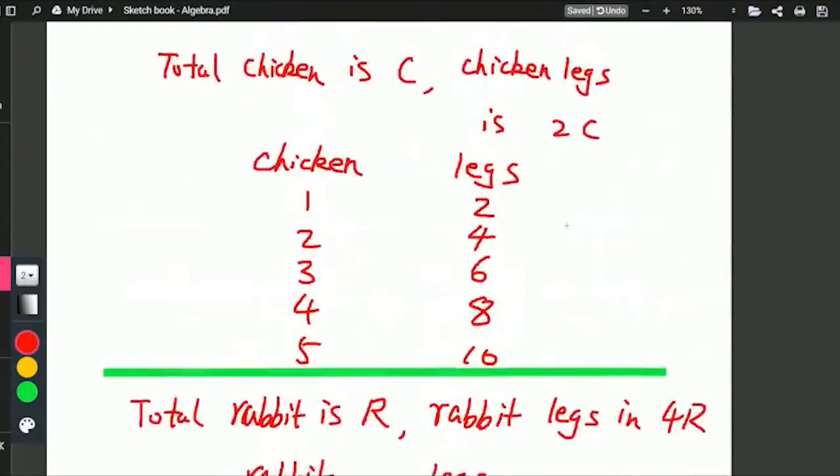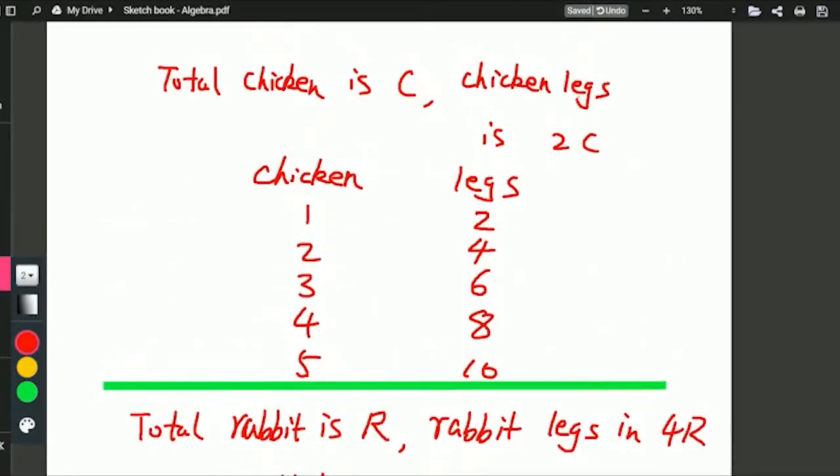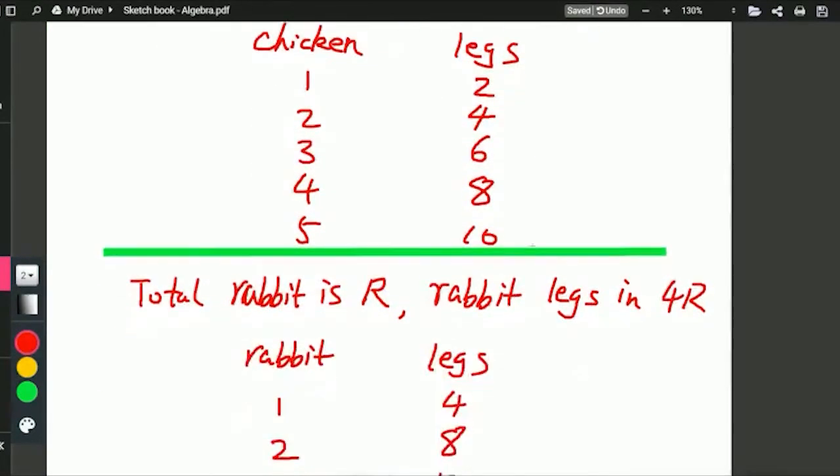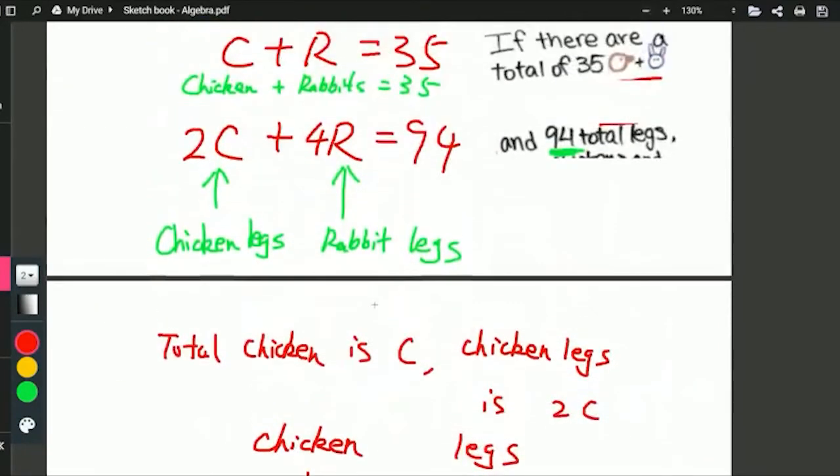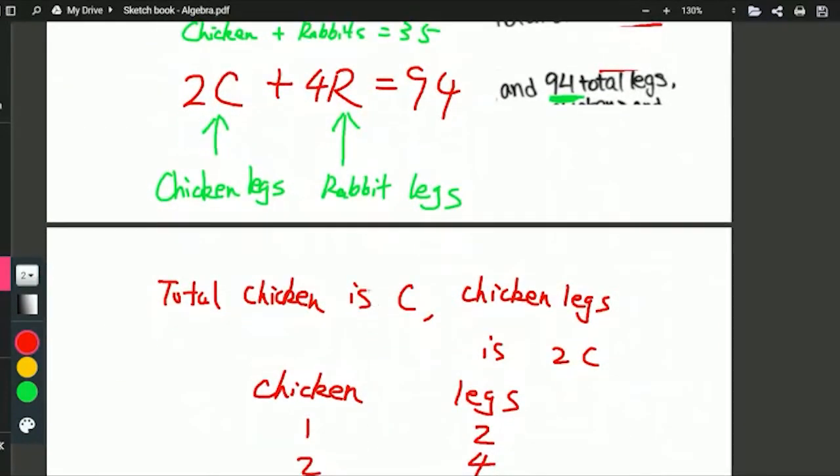So we are saying chicken legs is twice the number of chickens, and rabbit legs is 4 times the number of rabbits. All right. So that's why we have this equation. Chicken legs is twice C, rabbit legs is 4 times R, and the total is 94.